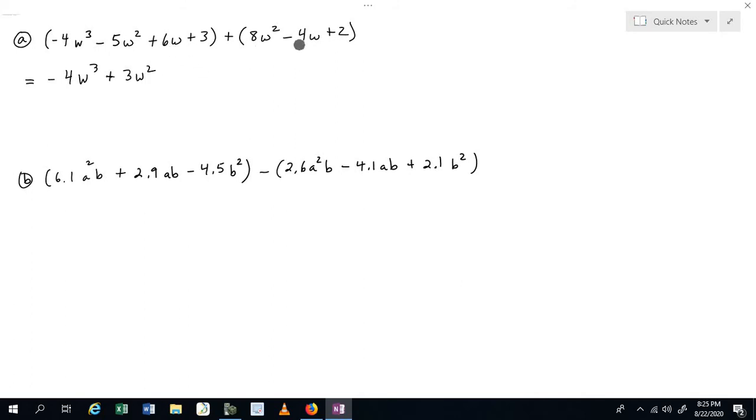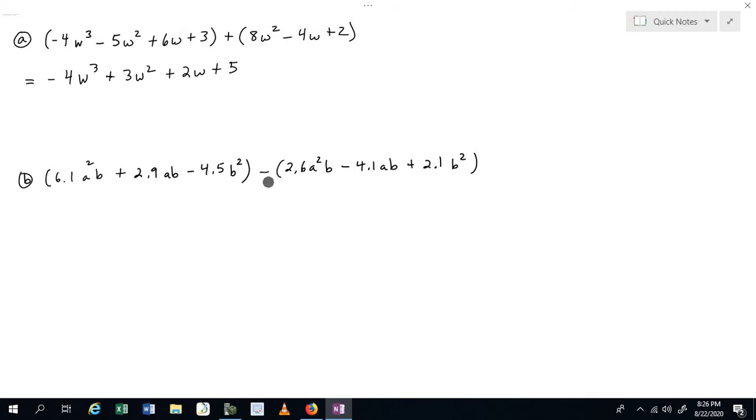Okay, w, 6w, this term you can add with this term. Those are like terms. So 6 plus a minus 4 would be 2. So that would give you 2w. And then the constant term, you have the 3 plus 2, which is 5. Okay, so that's how you would add these two polynomials together. You just add up like terms.